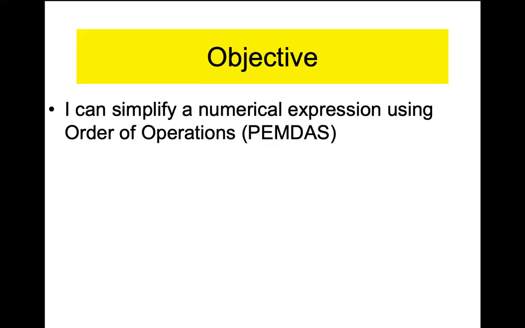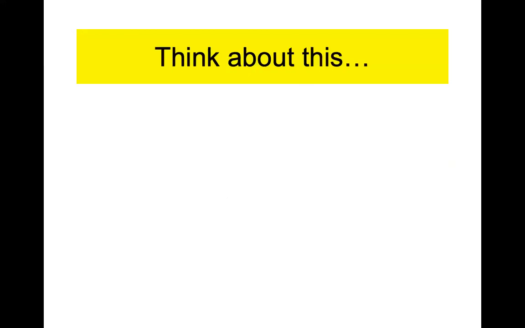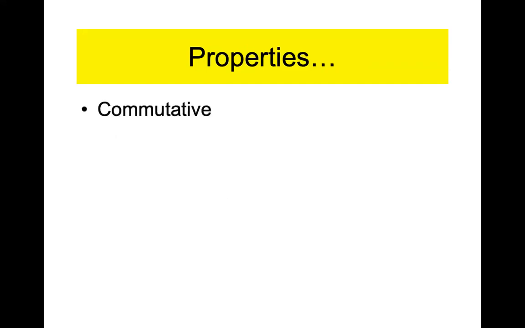Let's see. So the objective is I'm going to teach you this thing called order of operation. There's this weird word, PEMDAS, whatever you want to pronounce it. Think about this, okay? We talked about properties, right? We talked about the commutative property. It says if you have addition or multiplication, not and, you can do the math in any order.